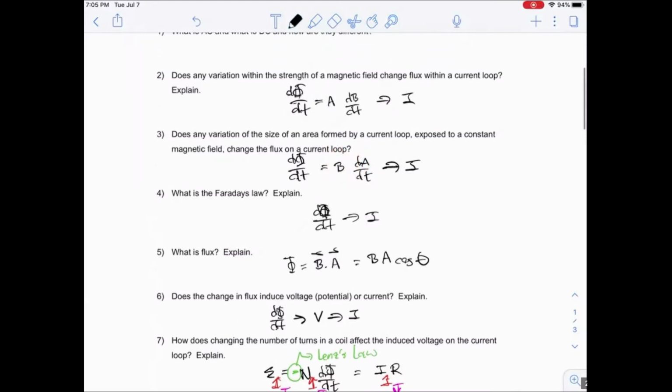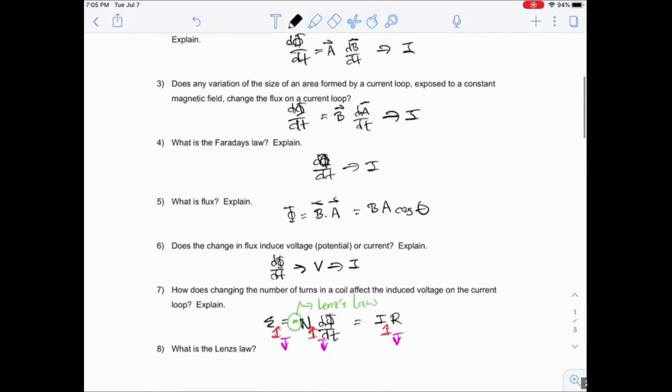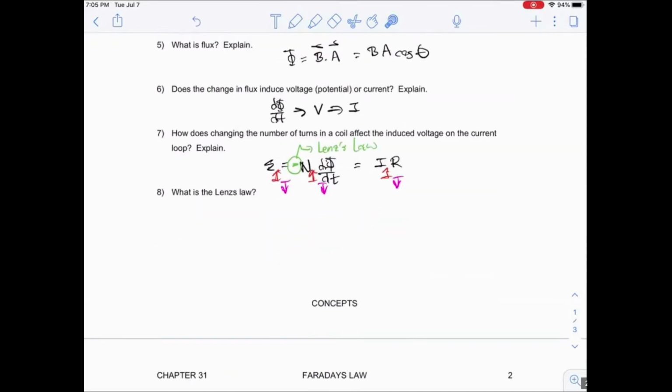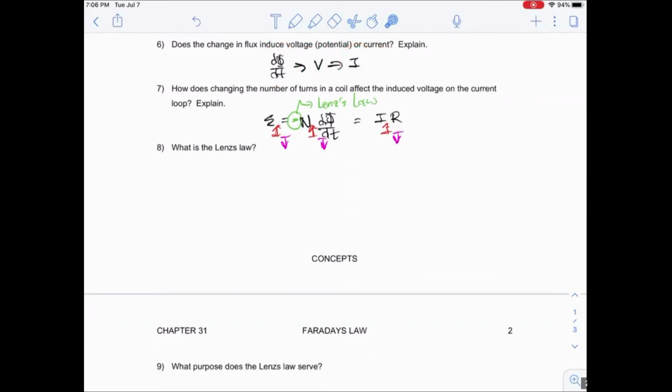All right, I'm going to change the notations a little bit, keep these as vectors, or else the explanations become somewhat weak. So area as a vector, obviously you're just changing the area exposed to the magnetic field, so that induces current. Does change of flux induce voltage or current? Obviously it does induce voltage, and voltage is what drives current. By varying the number of turns in a coil, you can adjust the voltage, you can also adjust the current. That's it.